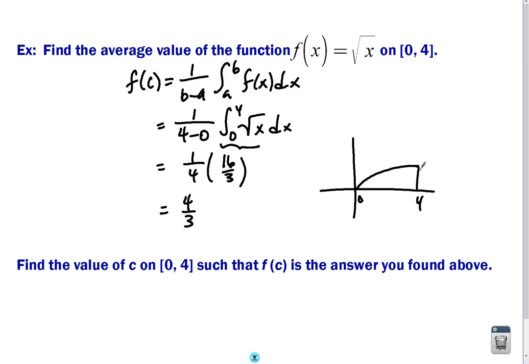So find the value of c. So what x coordinate gives me that? Well, I know that this is my y value, so root x is equal to 4/3, so I just need to solve for x. So all I'm going to do is just square both sides and say x is equal to 16/9. So when I plug in 16/9 over here, which is a little bit more than 1, that gives me a y value that is equal to the average of the entire curve from 0 to 4. I think that's pretty cool.